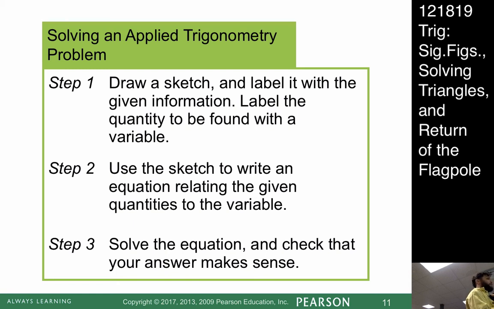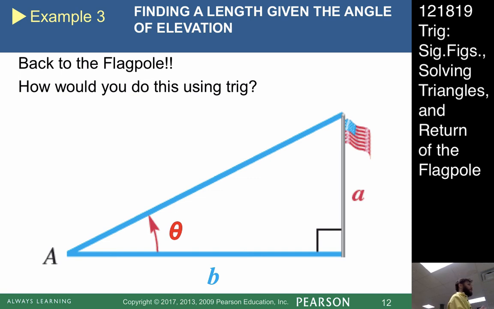Use your sketch, write an equation relating to the things that you want to find out. And then solve your equation, check your answer makes sense. The flagpole. How are we going to do this? How are we doing this, team? Come up with the plan. I'm not going to tell you how. It's gotta be similar triangles, right? I didn't just waste my time going through all that stuff. I gave you information that you need. We'll know this for sure. We can measure that.